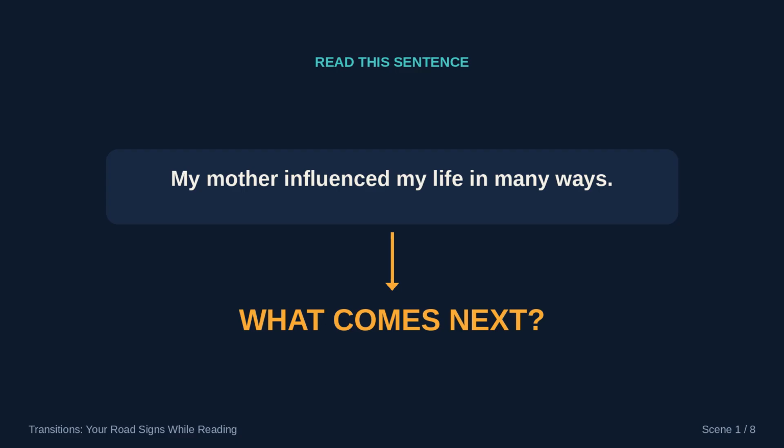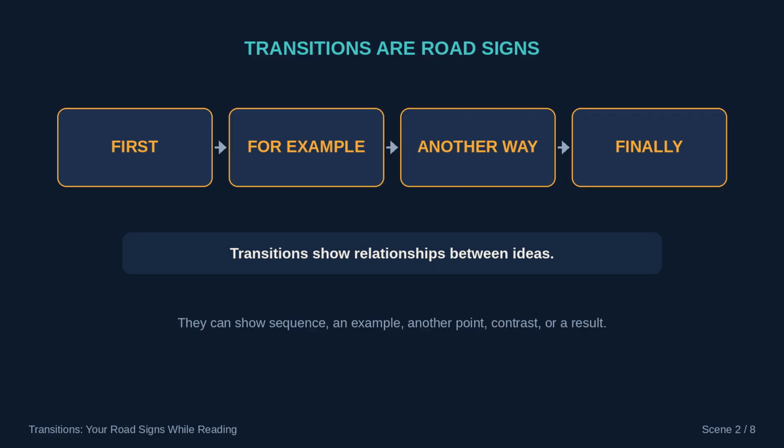Transitions are words and phrases that connect ideas. They can show sequence, introduce an example, add another point, show contrast, or signal a result. And when you're reading, these words can help you understand the structure of a paragraph, even when some of the vocabulary is unfamiliar. Let's look at an example.